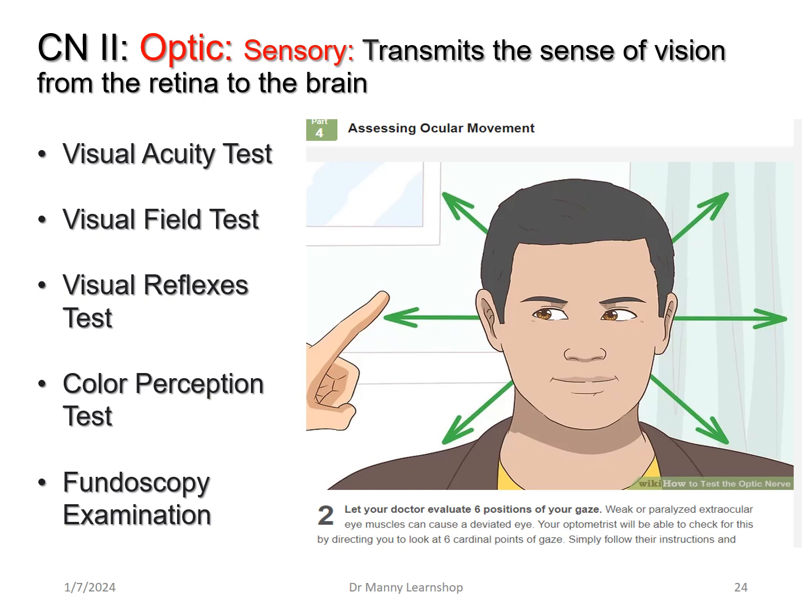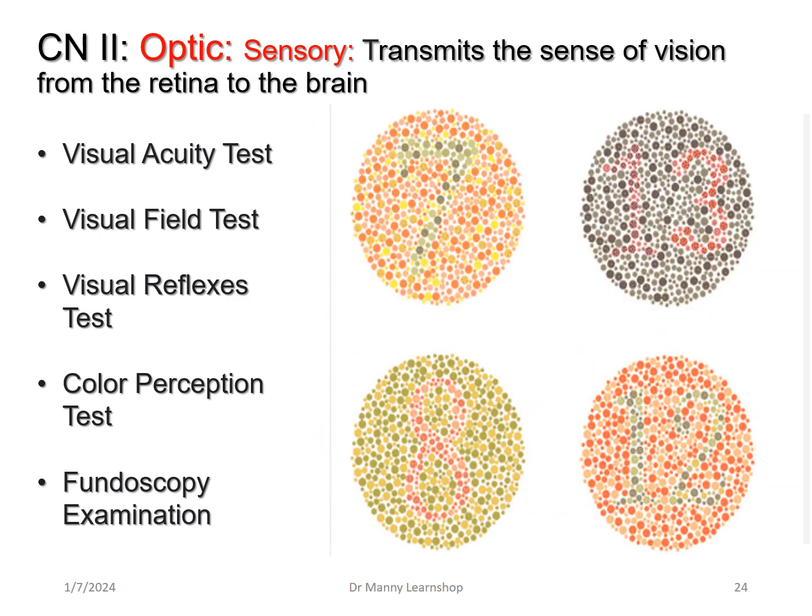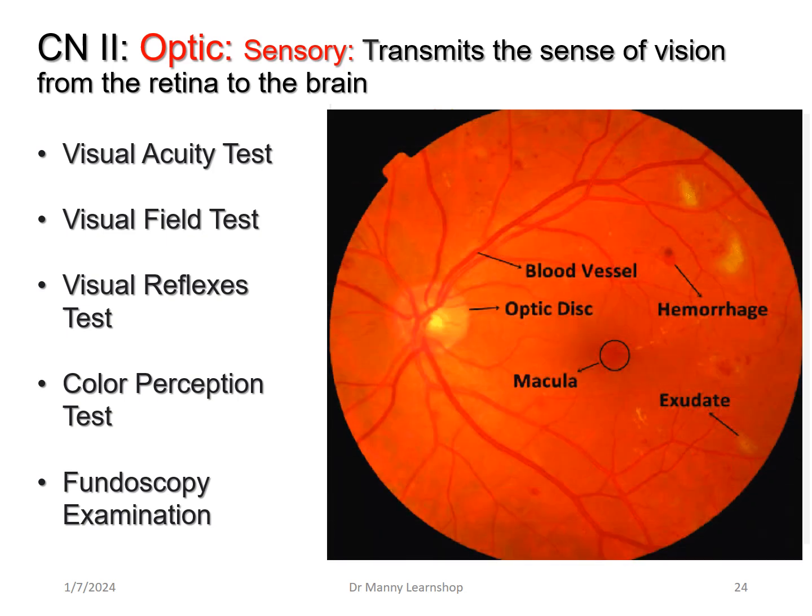Assessing ocular movement. Here, visual reflexes testing. Colour perception test. And again, fundoscopy examination. All assessing cranial nerve number 2, the optic nerve.